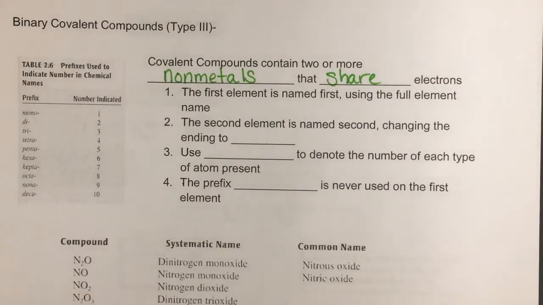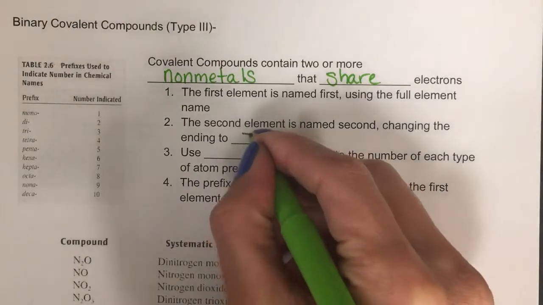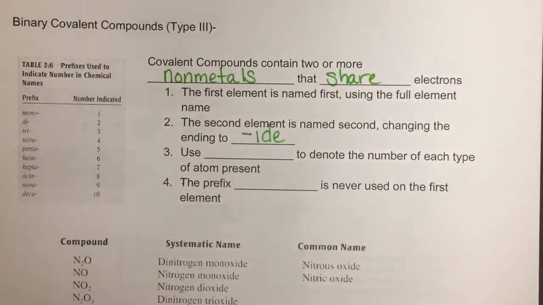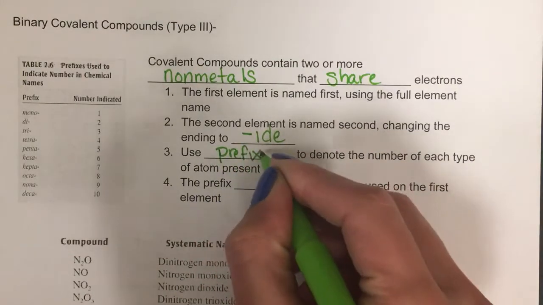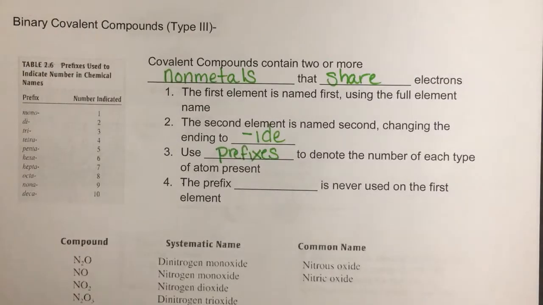Now, when we have two nonmetals, naming's going to be different because we can't just look at charges to figure out how they partner up. So we still name our first element first, and we're still going to use the full element name. We're going to name the second element second, and we're going to change the ending to IDE. Everything up to here is exactly the same as an ionic compound. Now here's where it gets different. We'll have to use prefixes. These prefixes are going to tell me how many of each type of atom I have.